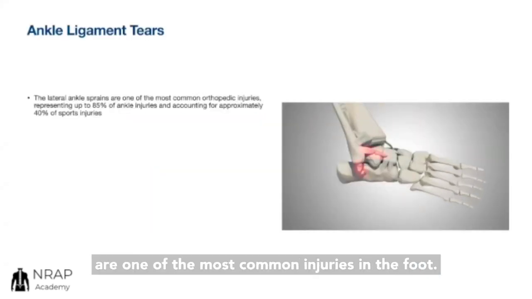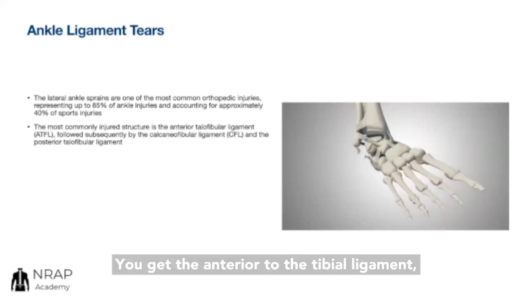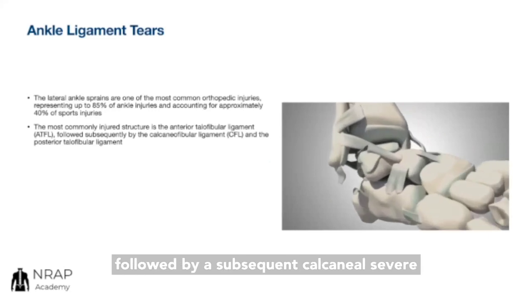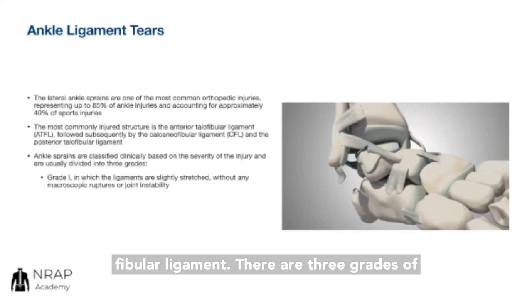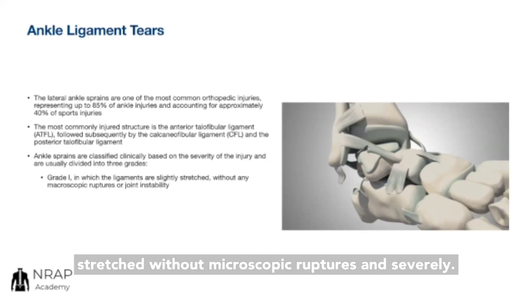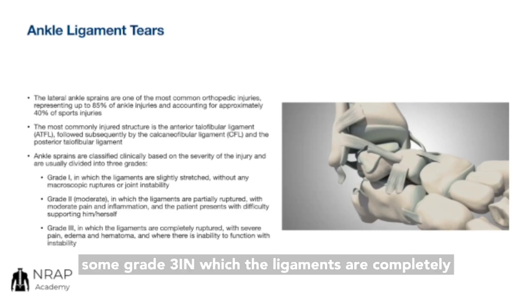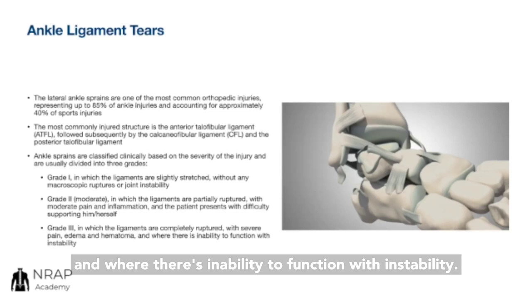Ankle sprains are one of the most common injuries in the foot. You get the anterior talofibular ligament, followed by the calcaneofibular ligament, and then the posterior talofibular ligament. There are three grades of sprains. Grade 1, ligaments are slightly stretched without macroscopic ruptures or instability. Grade 2 is moderate, in which the ligaments are partially ruptured with moderate pain and inflammation, and the patient has difficulty supporting themselves. Grade 3, in which the ligaments are completely ruptured with severe pain, edema, hematoma, and inability to function with instability.